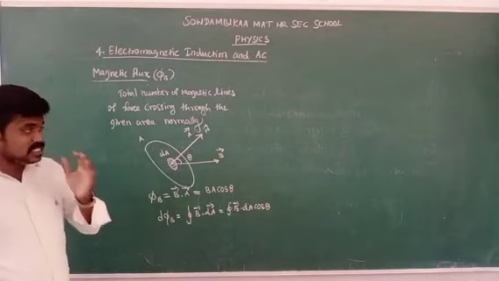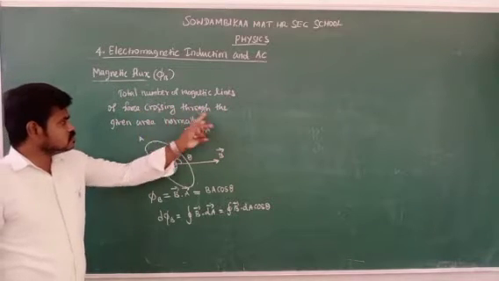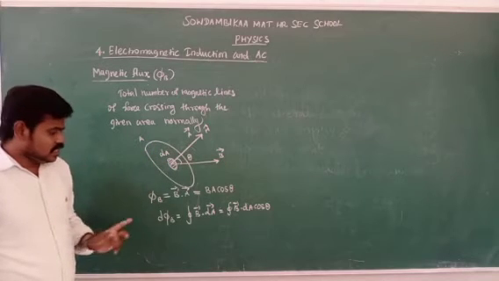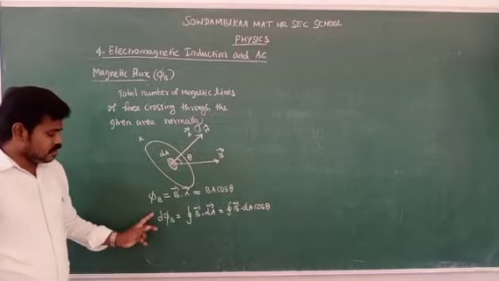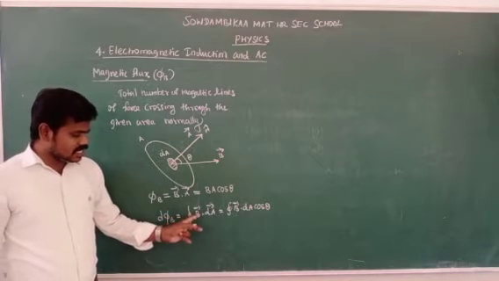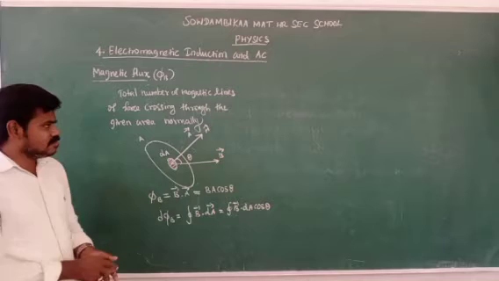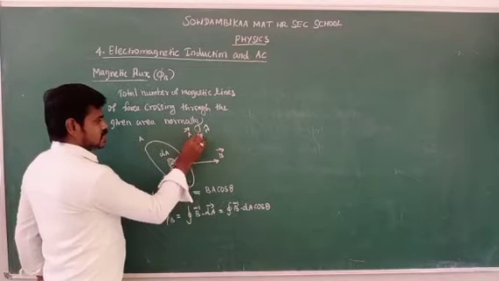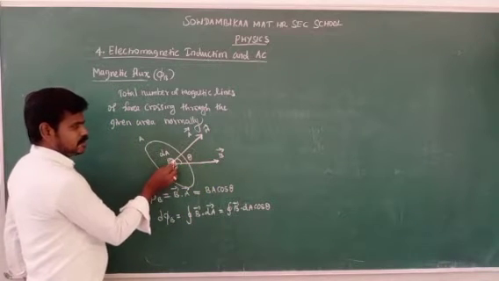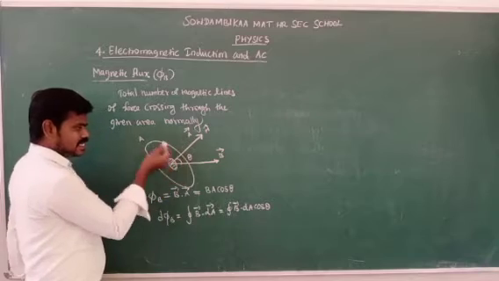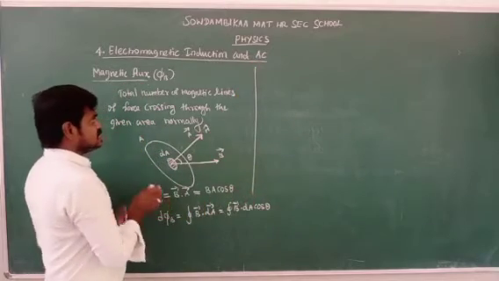What is the definition of magnetic flux? The total number of magnetic lines of force crossing through the given area normally. The equation is phi B equal to B vector dot A vector, equal to BA cos theta. But d phi B is equal to the closed integral of B vector dot dA vector, equal to B dA cos theta. Here theta is the angle between the normal drawn to the area and the direction of the magnetic field. Is that clear?